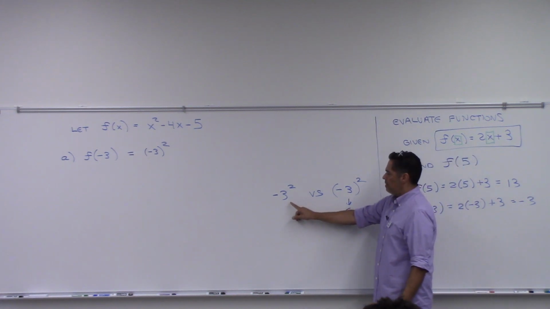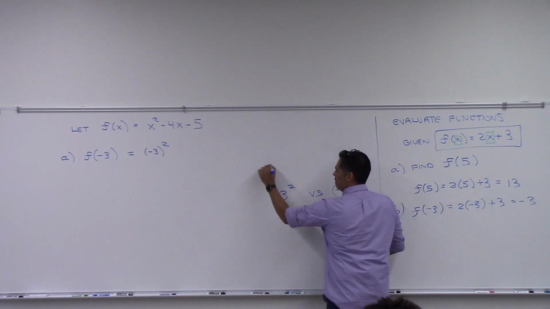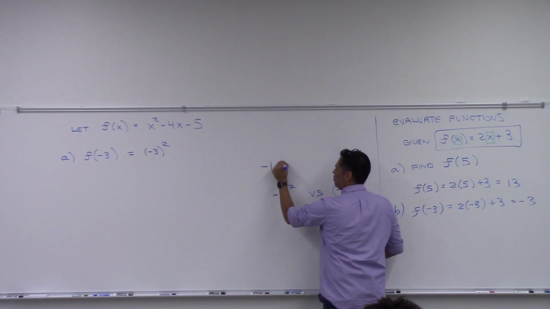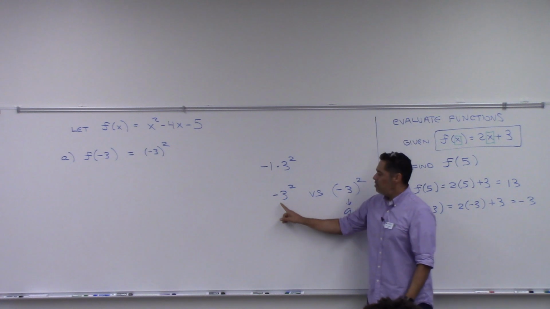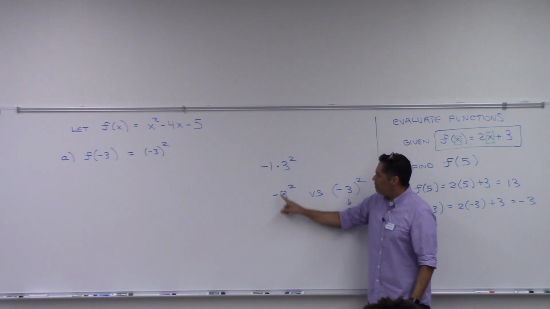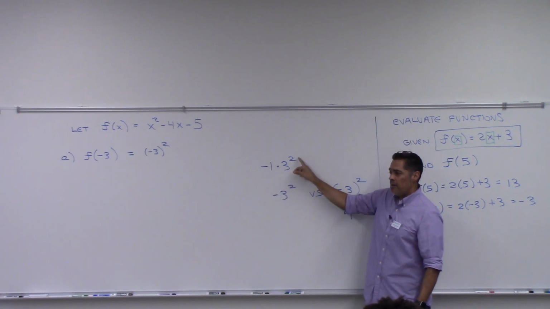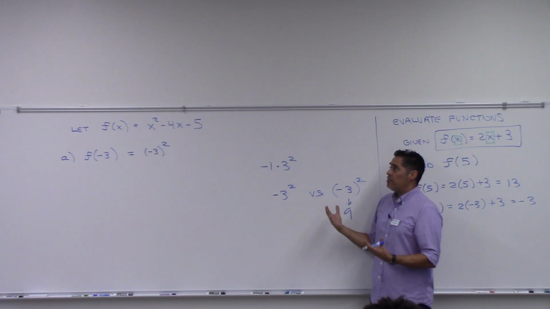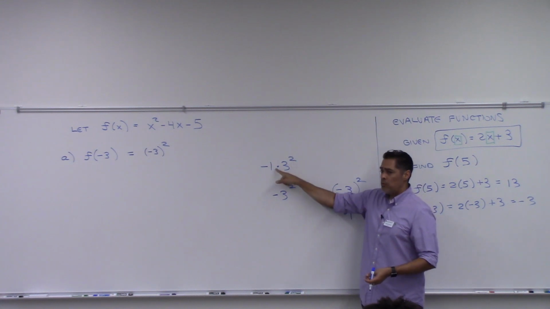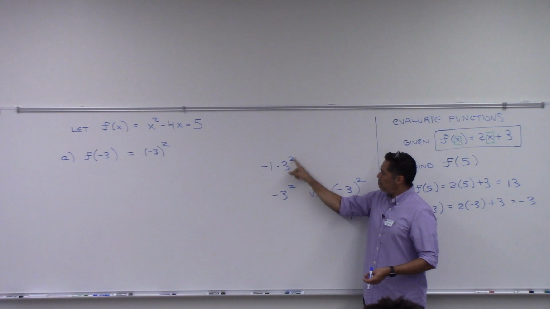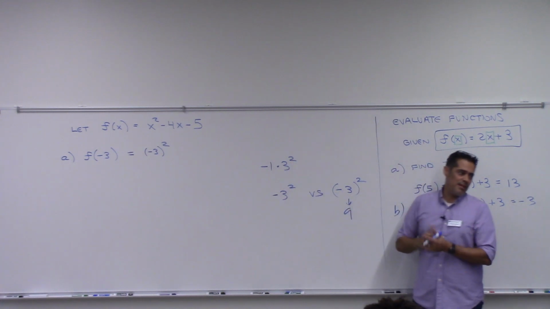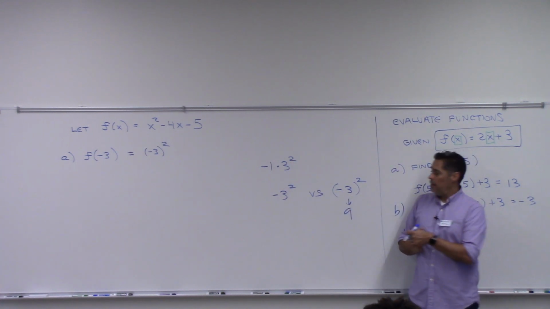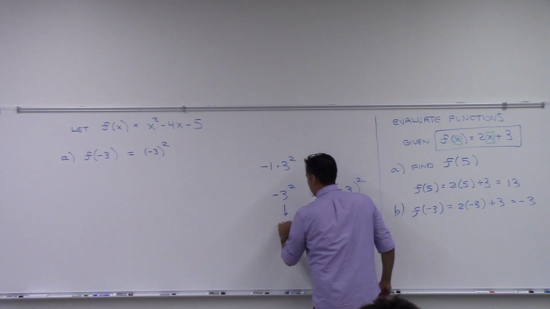What does this really mean? Most students don't know this, but this is really what that means. When you have a negative in front of this 3, it really means negative 1 times 3 squared. So if you do order of operations, you're supposed to do the exponents before the multiplication. So you do exponents, you get a 9, and then you multiply times negative 1, you get negative 9. So the answer to this is negative 9.